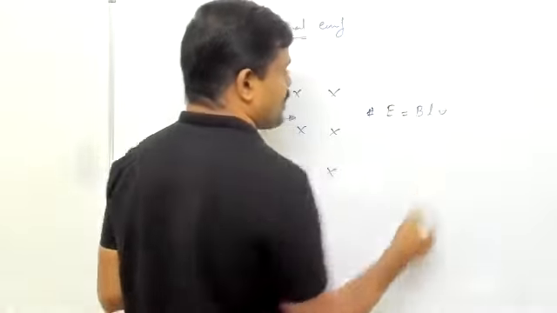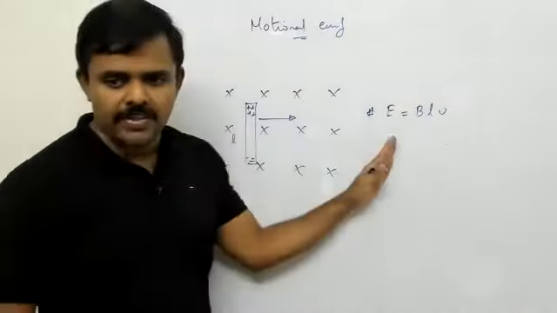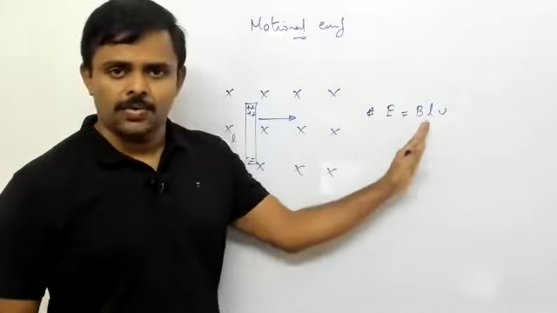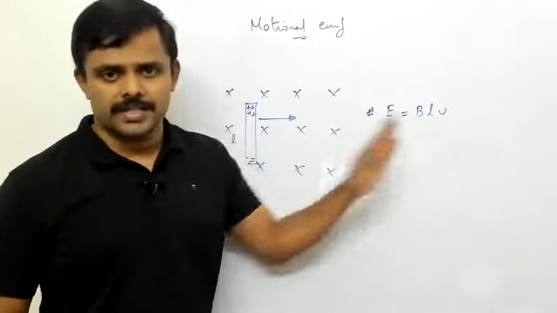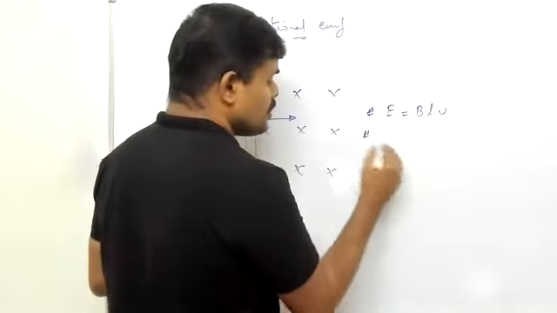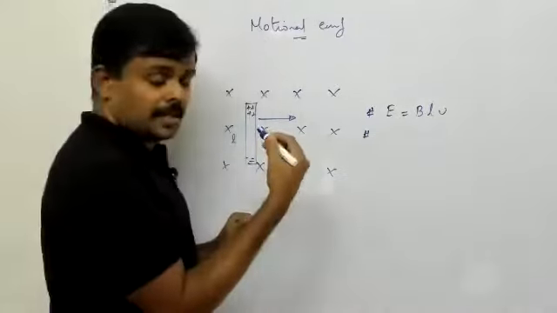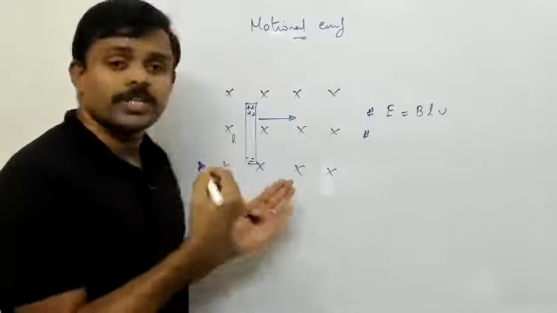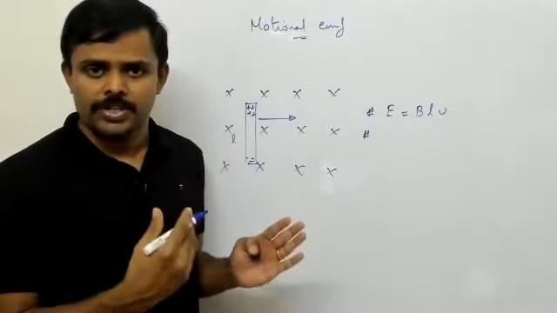motional EMF is given by BLV. B is the magnetic field. L is the length of the conductor. V is the velocity with which the conductor is moving. That is equation number 1. Equation number 2, this is the equation for motional EMF due to motion of the conductor.